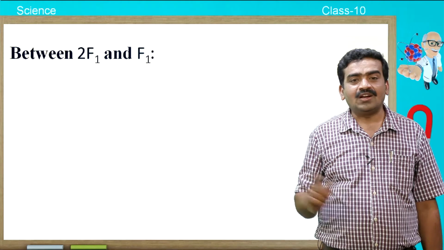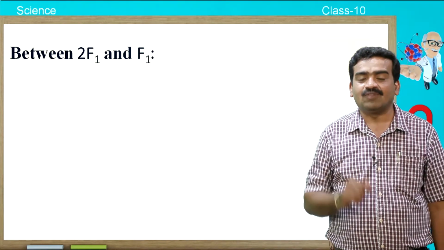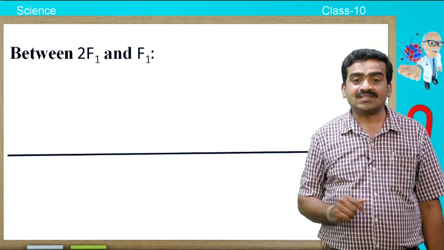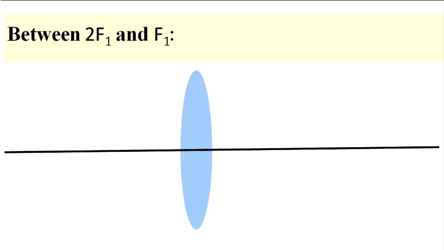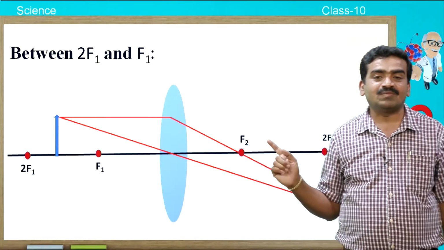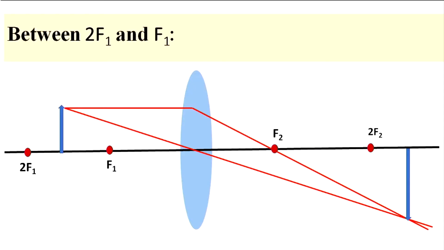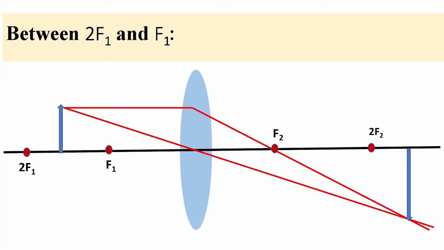Now, what happens when the object is placed between 2f1 and f1? Before, we placed it at 2f1, now we are placing it between 2f1 and f1. If the object is placed between 2f1 and f1, the rays of light from the object travel and are refracted by the lens, and the refracted rays meet beyond 2f2. Here, just compare the height of the image with the height of the object.